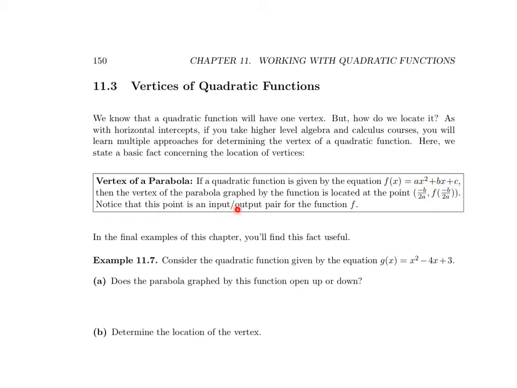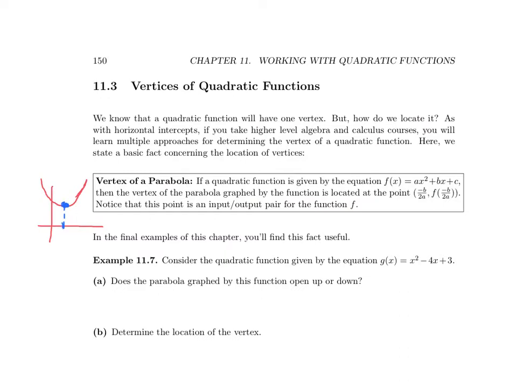Notice that this point is an input-output pair for the function f. So, in other words, if I draw a small graph here in the margin, here's a parabola. The vertex of this parabola is down here. You can see it right around that point. What we're saying in this fact is that we have a formula for the coordinates of the vertex.